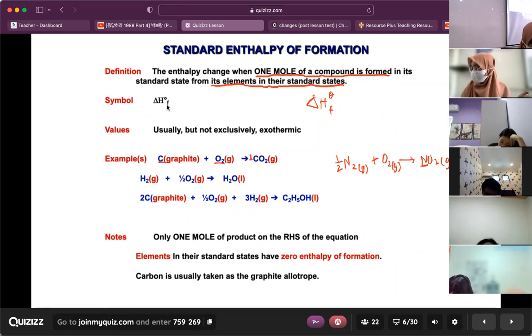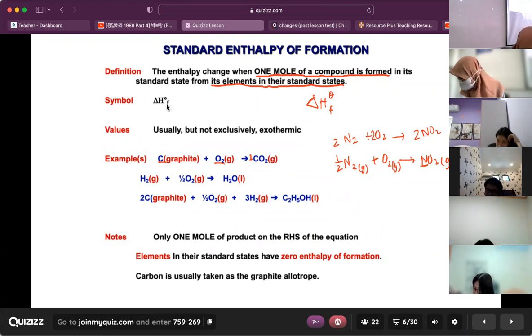Can we write down like this? N2 plus O2, I don't write the state symbol, yeah. Can we write down like that? Is it balanced? Oh, no, no, no. This must be like this. Can we write down like that? So this one is enthalpy change of formation.